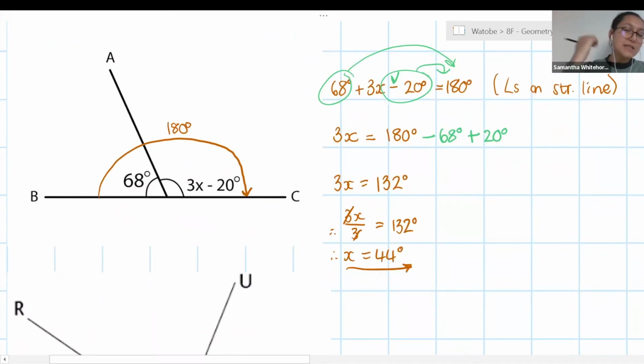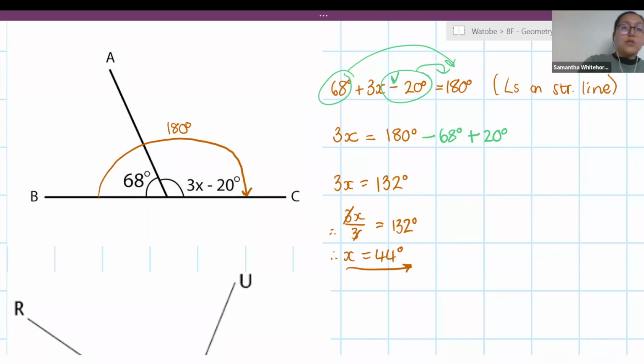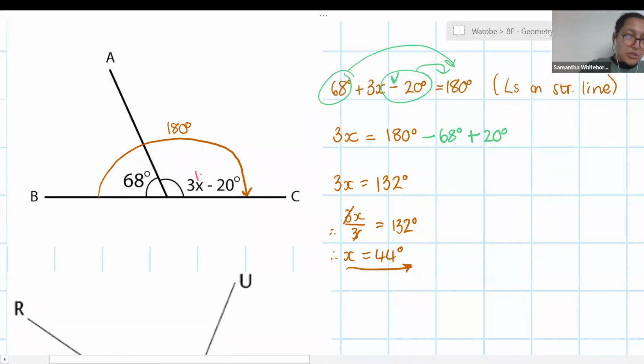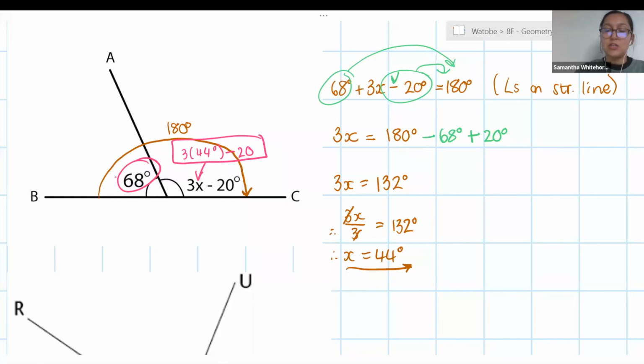And then remember, guys, like I say, if you want, you can now take your answer and substitute it back in place of x. So you would have 3 times 44 minus 20. And you can check that that answer plus the 68 does give you 180 as it should. But when we're solving for x, this is how we need to do it. Okay, so a little bit trickier because our operations were a bit different, but the same concept as what we did in the previous 2 questions.